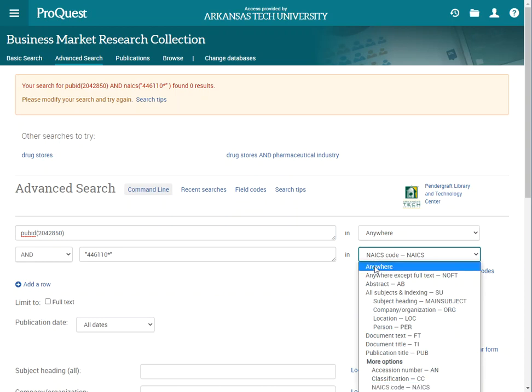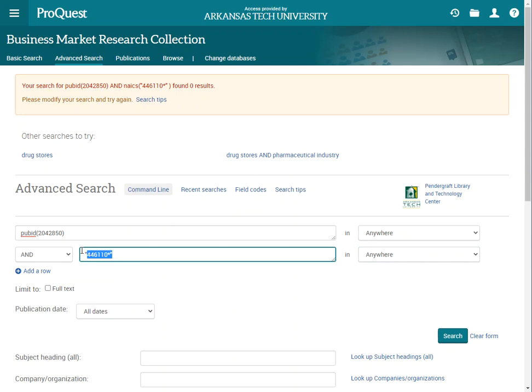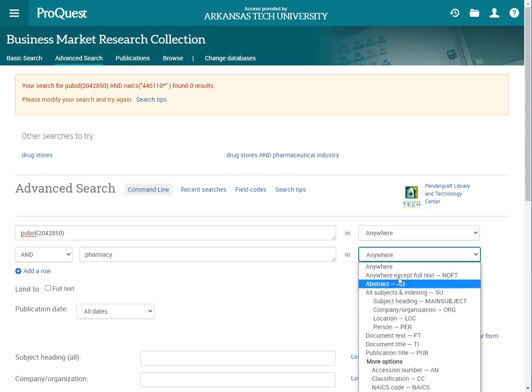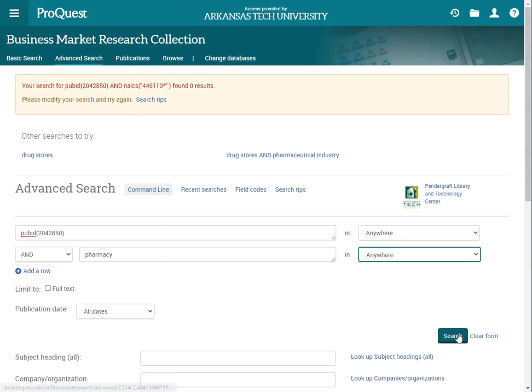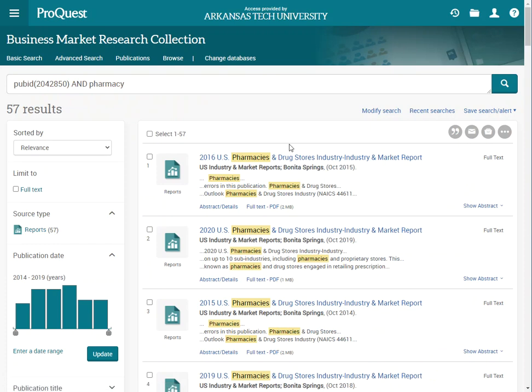So instead, we're going to click on anywhere, and we're going to change this and do pharmacy. Okay, let's try that. So the publication is still the same publication, U.S. Industry and Market Reports. Pharmacy is now in the anywhere, as opposed to I could put it someplace else, but we're going to put it anywhere. And now let's click on it. And there you go. U.S. Pharmacies and Drugstores Industry and Market Report.